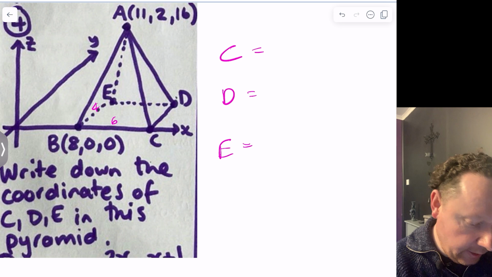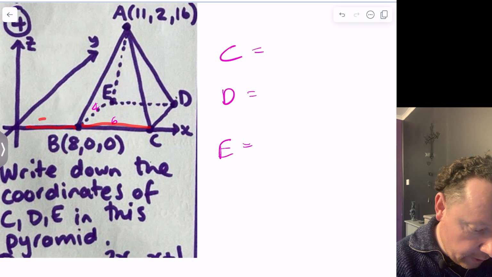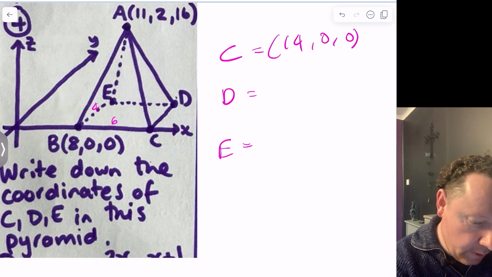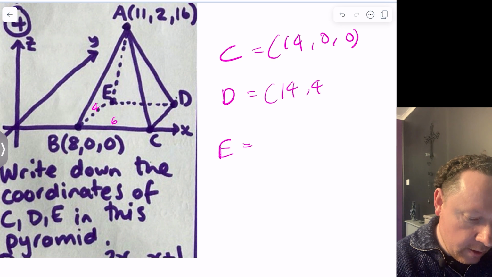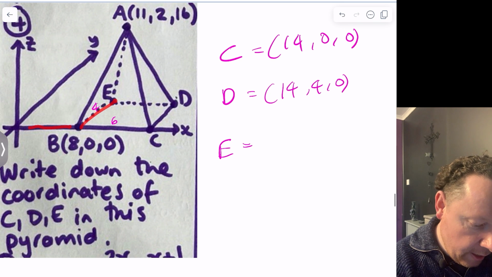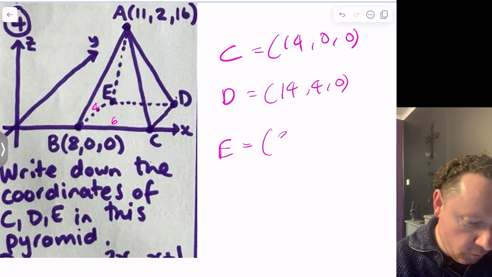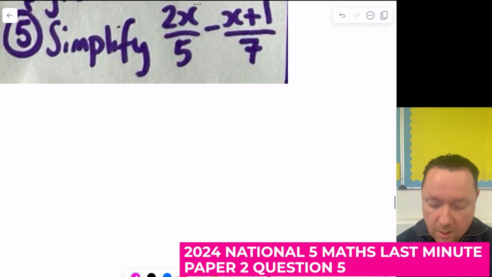So to get C, I go along 8, 9, 10, 11, 12, 13, 14, and then I don't move, so it's 14, 0, 0. To get D, I need to go along the 14, and then I need to go in the 4, and then don't move, so it's 14, 4, 0. And then to get E, I need to go along to 8, in to 4, then don't move, so it's 8, 4, 0, and we're done there.